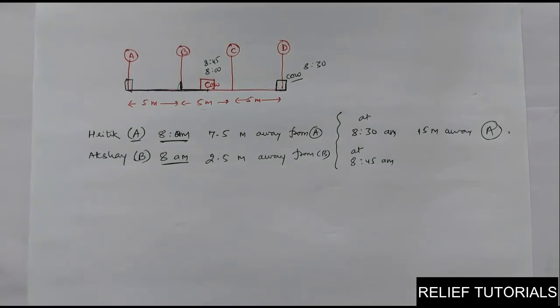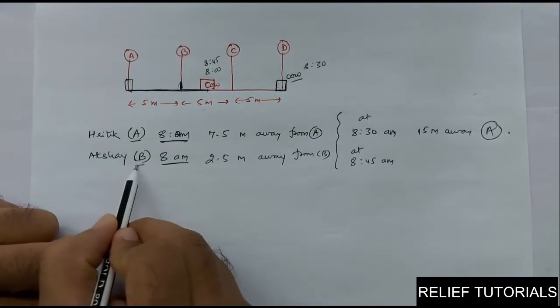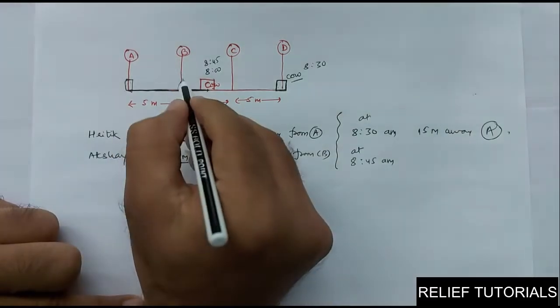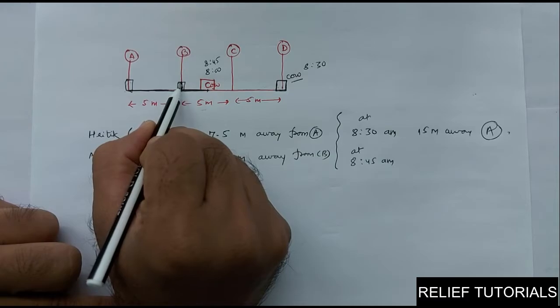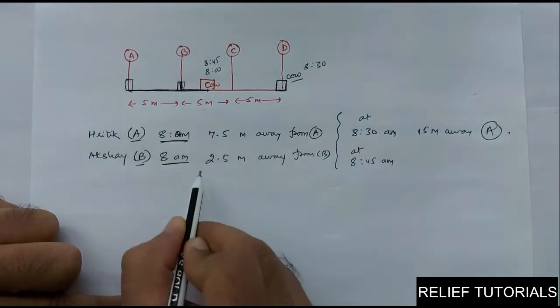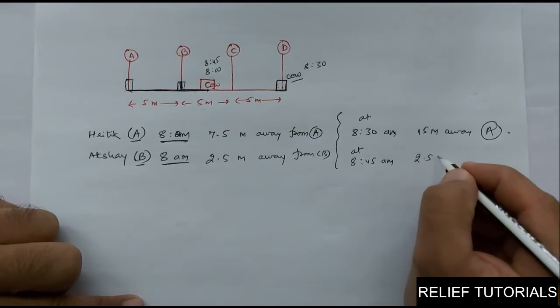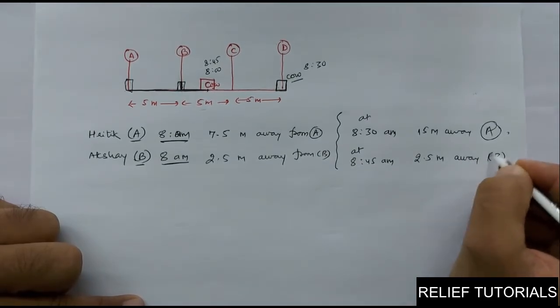So when Akshay came to the field again, he took B as his reference point. So again he stands under pole B, and he took the observation of the cow. The cow is still there. According to him, it is again 2.5 meter away from pole B.